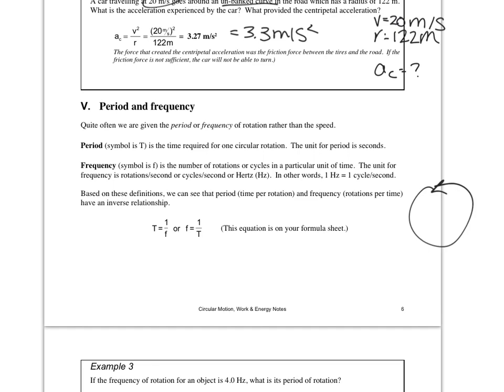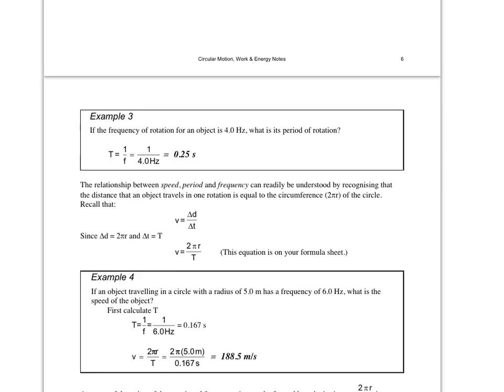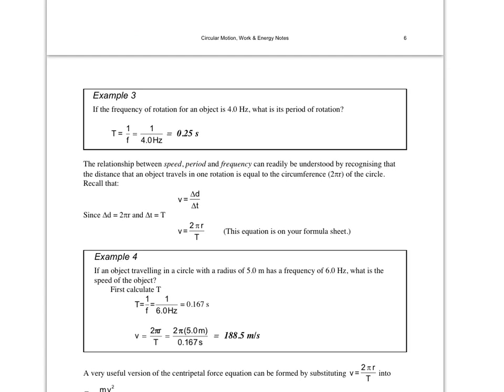Frequency is the number of rotations or cycles in one particular unit of time. So in this case, we're usually doing hertz, and that is how many times it goes around in a circle in 1 second. So we can get to this formula here, which is also on your formula sheet. It's under waves, kind of next to our centripetal acceleration. So just using that formula, the frequency of rotation for an object is 4 hertz. What is its period of rotation? So 0.25 seconds when you do 1 over 4 hertz.